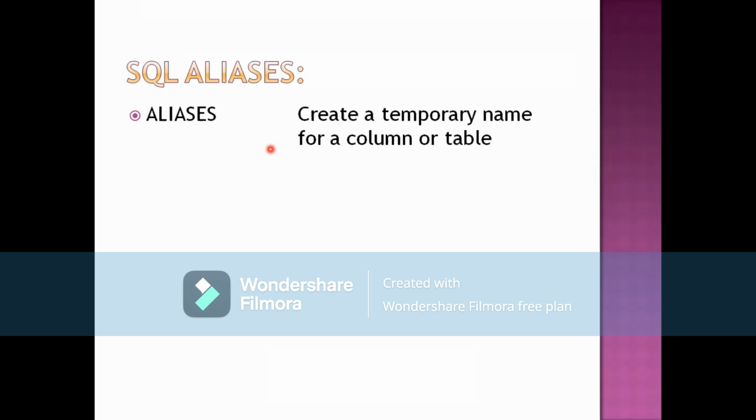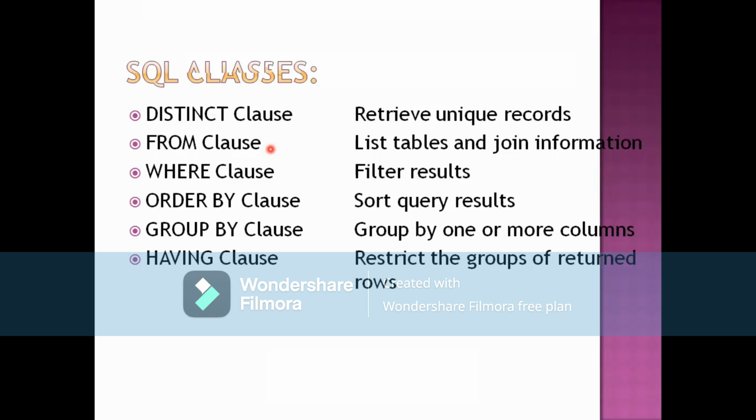Then we can also use table aliases when joining different tables. For example, the employees table and the customer table. Employees table inner join customer table. So the employees table we can rename as EMP, and the customer table we can rename as CUS, like that. Okay. That is the alias concept.